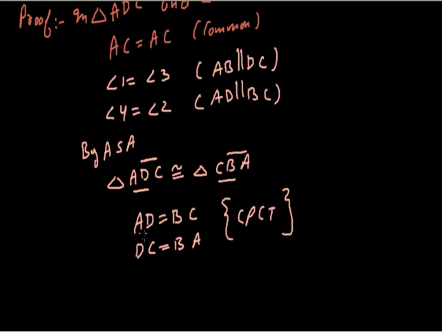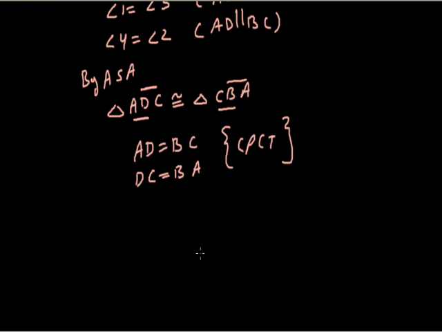So this is our first proof. That is, the opposite sides of a parallelogram are equal. That is, AD equals BC and DC equals BA. Now from this result, that triangle ADC is congruent to triangle CBA, we can also say that angle D, the middle letter, is equal to angle B, again by CPCT. That is, opposite angles are equal. So we proved the two results, that opposite sides are equal and opposite angles are equal. This is our first result.